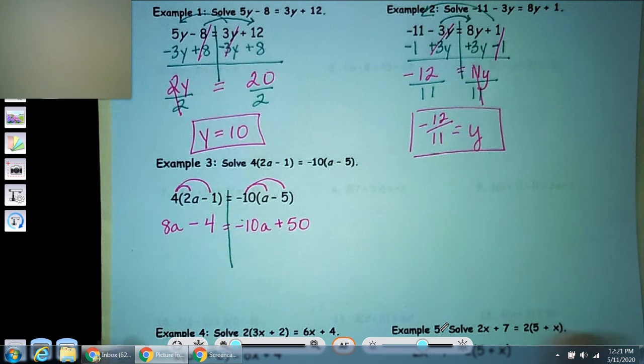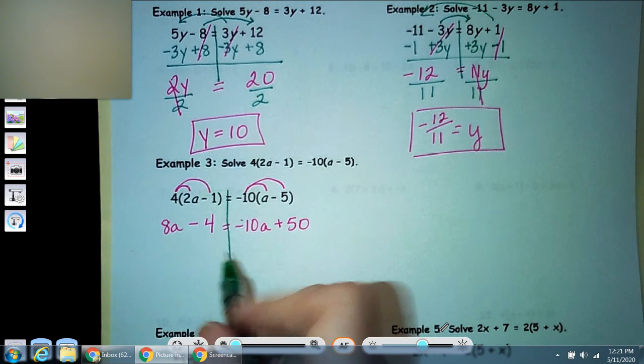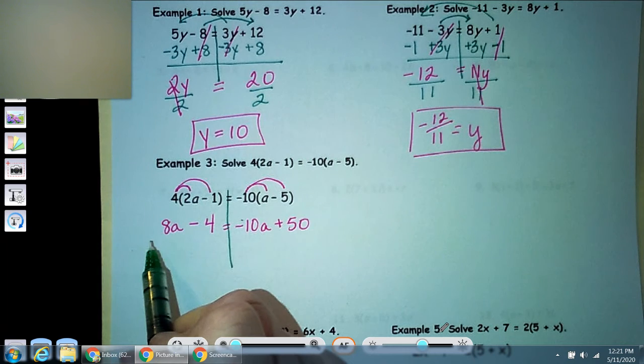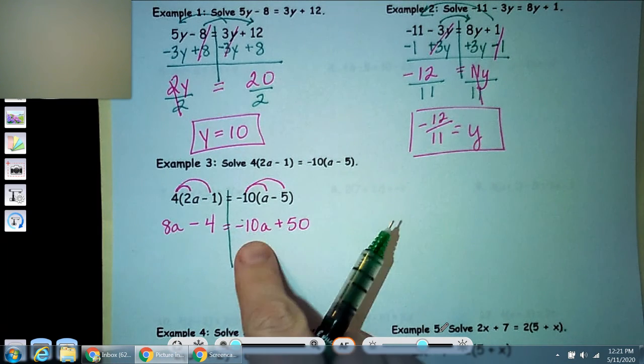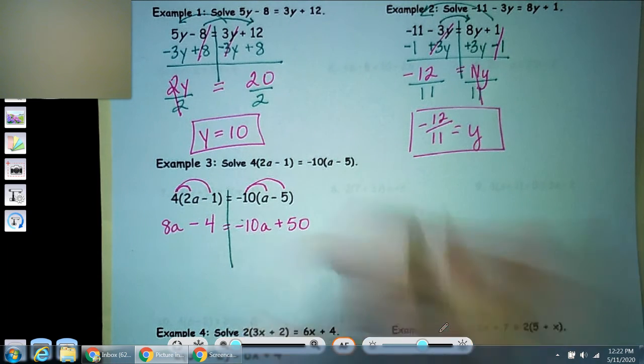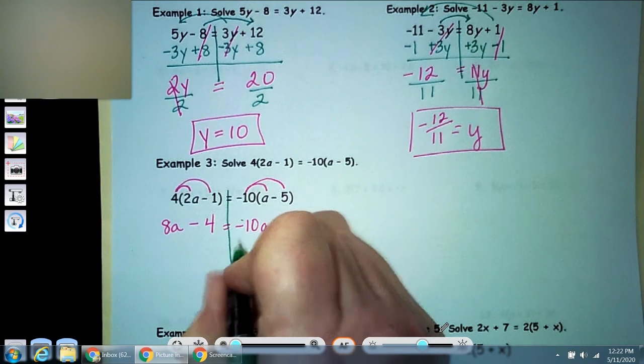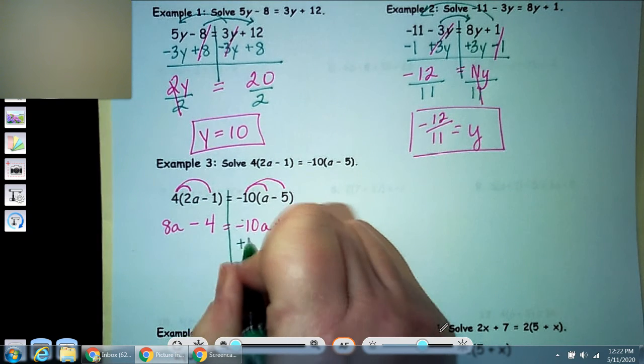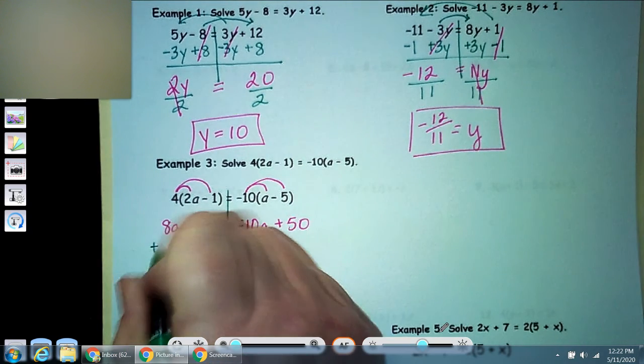So I've gotten rid of my parentheses. My left and right side are simplified. Now I need to gather my variables. So I have an 8a and a negative 10a. Negative 10 is less than 8, so I'm going to move this one because I'd like to move my smaller variable. Plus 10a, plus 10a.